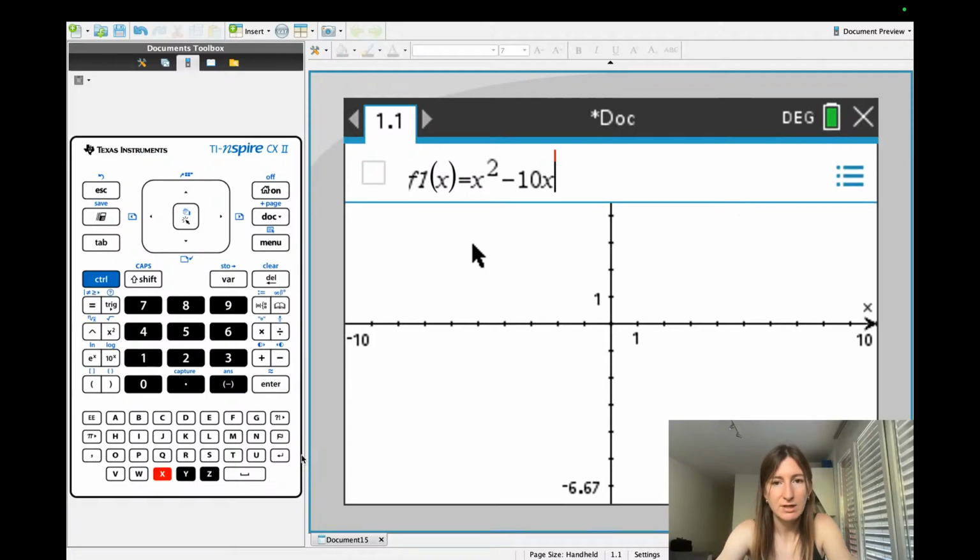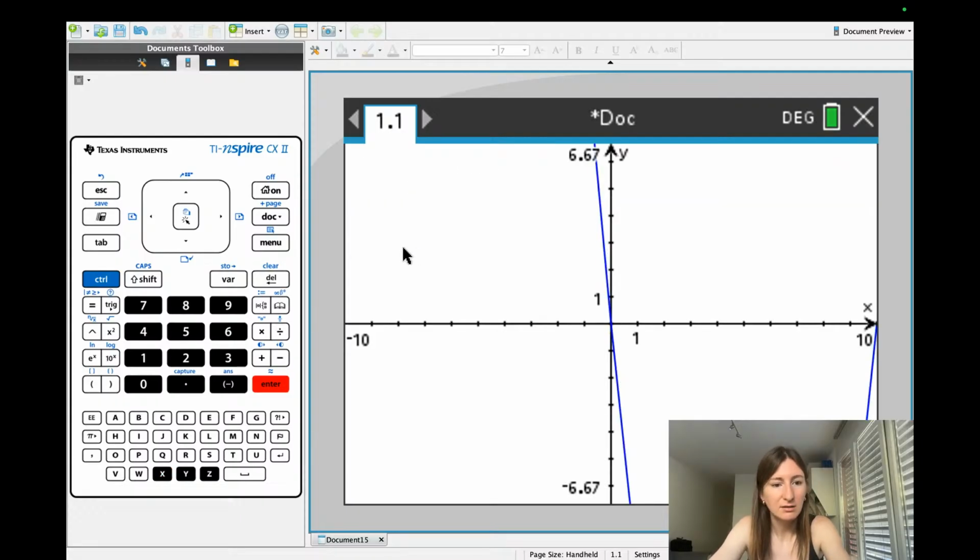By the way, always use x on your calculator for graphs, even if you have the variable being t. Your calculator only recognizes the variable x, unless you've previously defined it, which takes some extra steps. So just always change it to x. All right, that's our x squared minus 10.